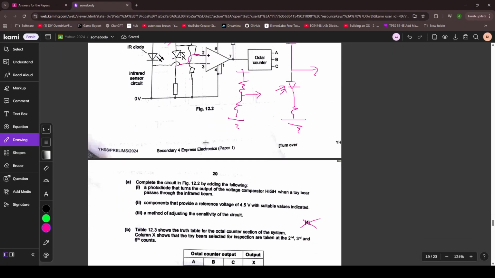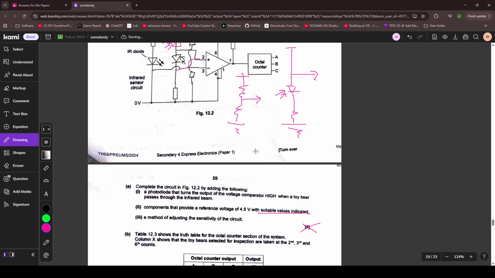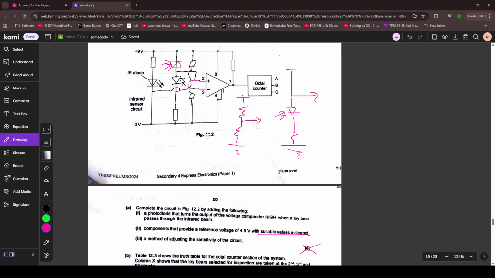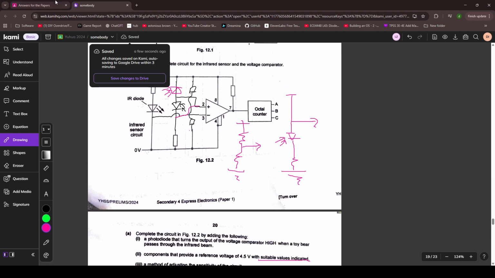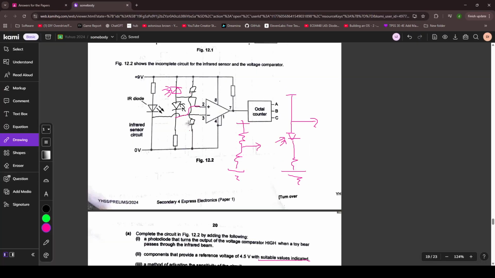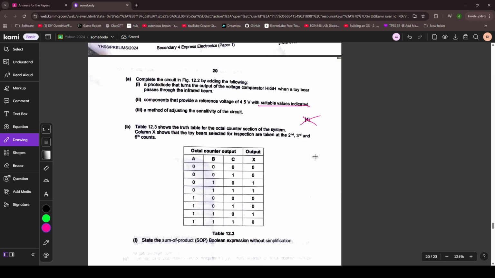And then a method of adjusting, with suitable values indicated. You don't get a mark because you did not provide suitable values. And you just did not provide a method for adjusting the sensitivity of the circuit. So that lends you 0 marks, friend. Sorry.